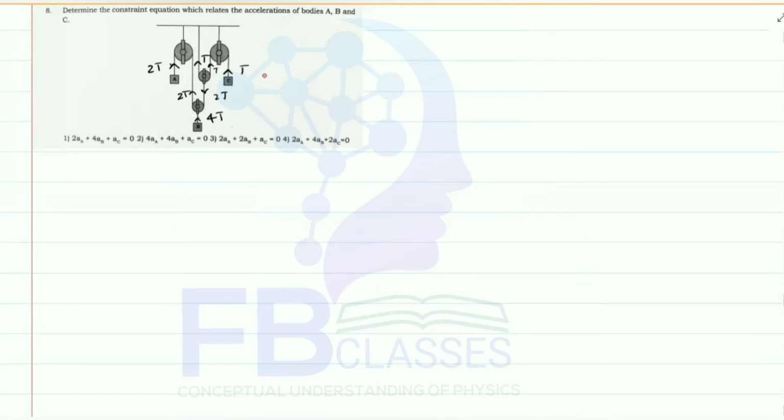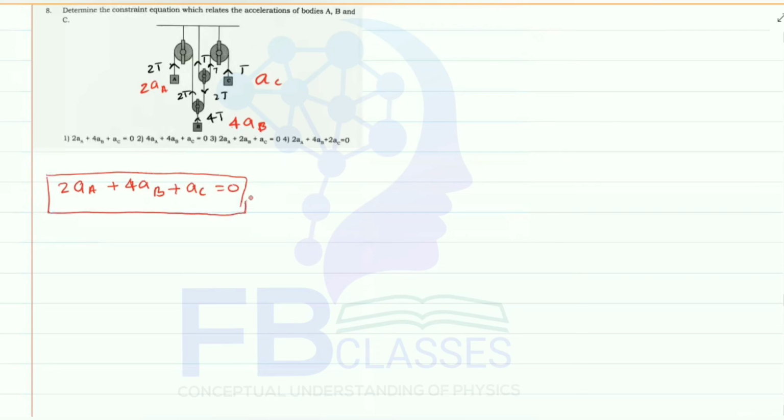Now if I write the acceleration relation, I am taking the C block as AC. So 4T becomes 4AB, and 2T becomes 2AB. So now I am going to write the constraint equation: 2AA plus 4AB plus AC equals 0. Okay, that is the constraint equation. If you want to learn how to write constraint equations, see my video lectures. So the first option is the correct option.